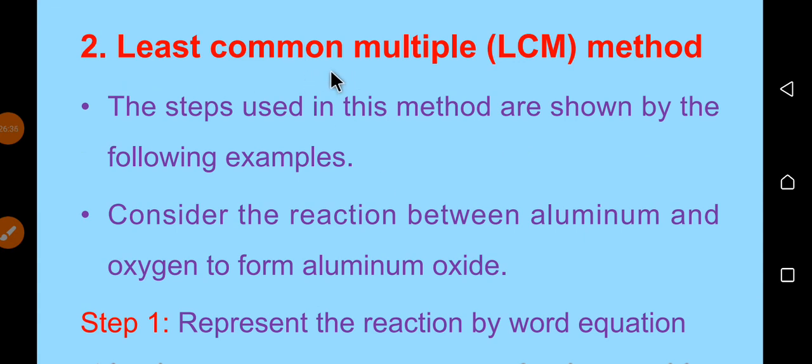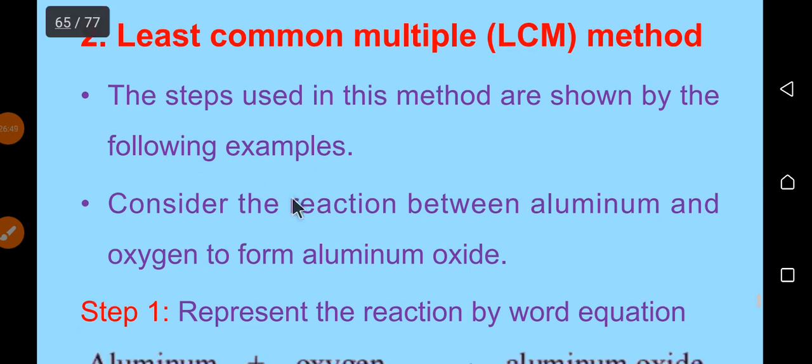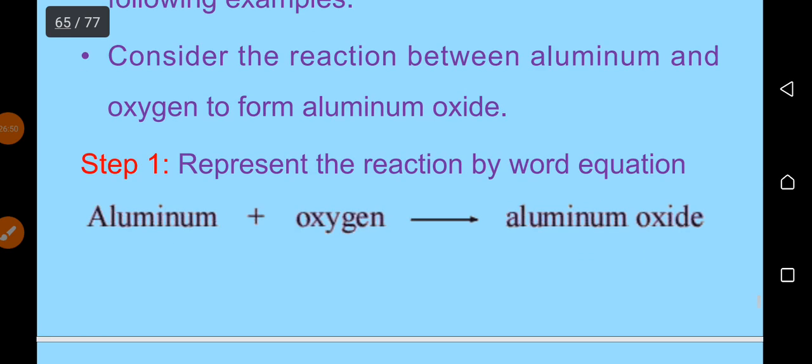ኤልሲኤም ሜትድን ተጠቅመን ባላንስ ማድረግ እንችላለን. The steps used in this method are shown by the following examples. Consider the reaction between aluminum and oxygen to produce aluminum oxide. ማለትም when aluminum reacts with oxygen it yields aluminum oxide.